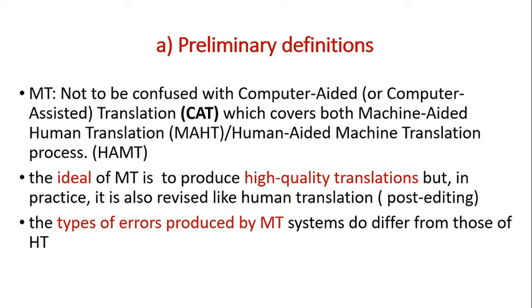The ideal of MT is to produce high quality translations, but in practice, as we all know, it is also revised like human translation, which is post editing. This thing is linked with the previous idea. The types of errors produced by machine translation systems do differ from those of human translation. This point shall be discussed in detail when we have some examples in our hand, and we shall know that the types of errors produced by machine translation systems are different from those that we make when we translate a text.